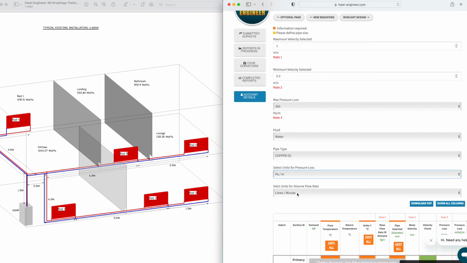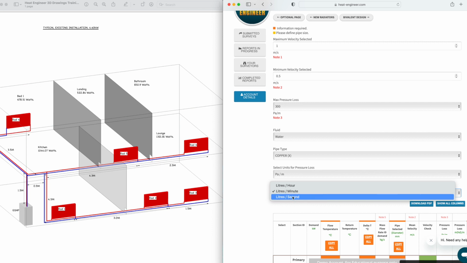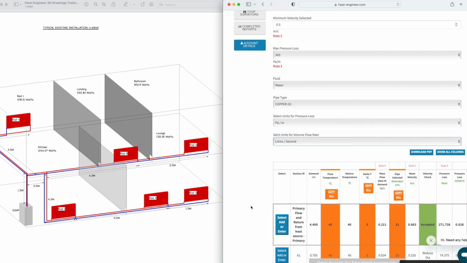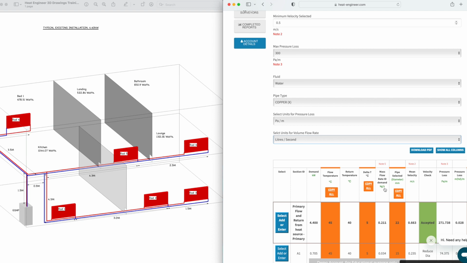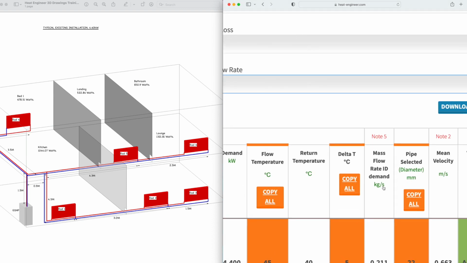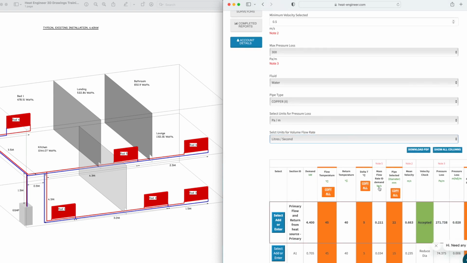And again, you've got your litres per second, which I prefer. And just to point out, you can see here this mass flow that says kilograms per second. A kilogram is exactly the same weight as a litre of water. So a litre per second is exactly the same as kilograms per second. So if anybody didn't know that, you do now.